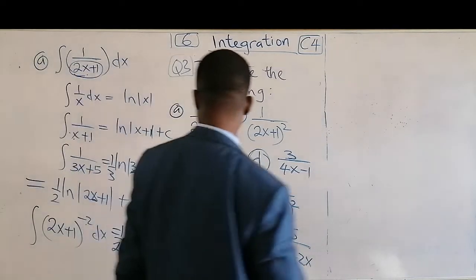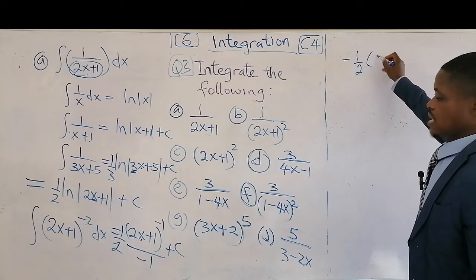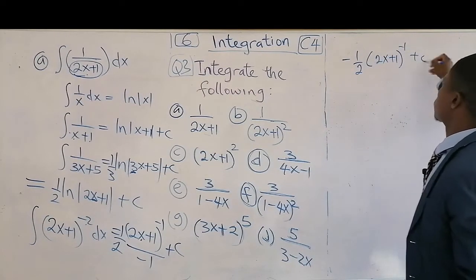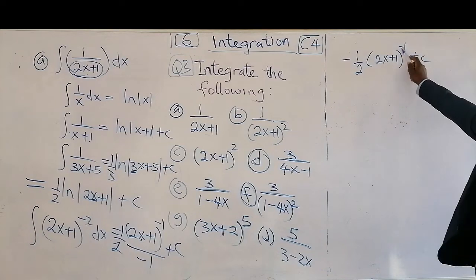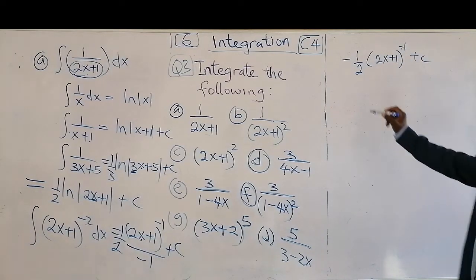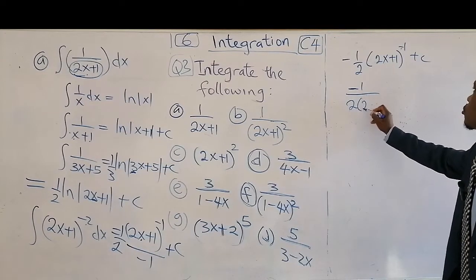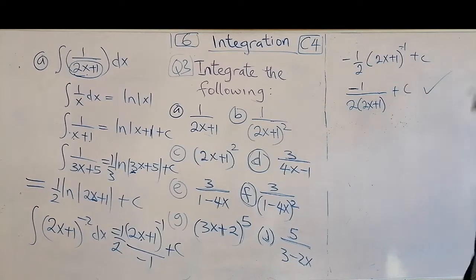And that will give us minus half times 2x plus 1 to the power minus 1 plus c. The only thing we just need to do is the algebra. Remove the negative power, and that will be equal to minus 1 over 2 times 2x plus 1, plus c. So that is your answer.